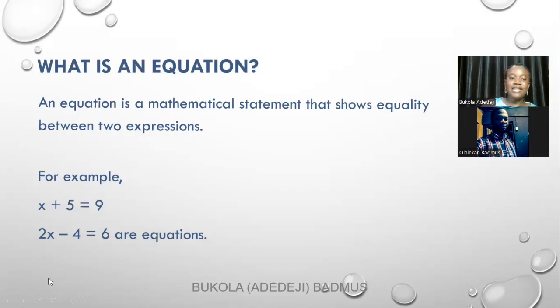Now, take a look at the second example. 2x minus 4 equals 6. This also tells us that 2x minus 4 is an expression, and the value of 2x minus 4 will give us 6, which makes the left-hand side equal to the right-hand side. Once you multiply the value of x by 2 and you subtract 4 from it, you have 6.